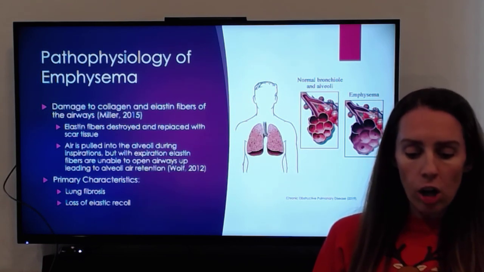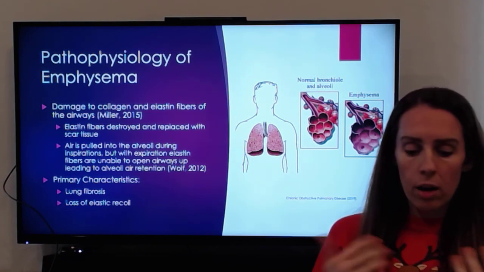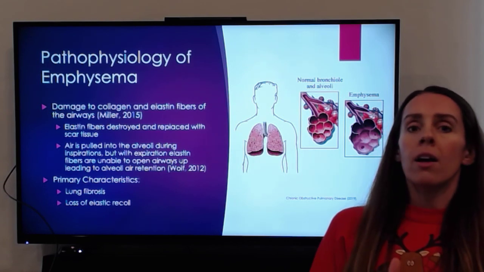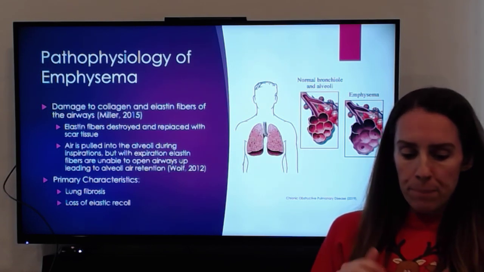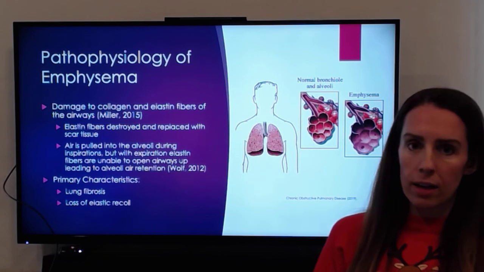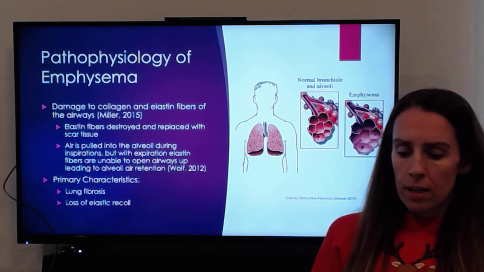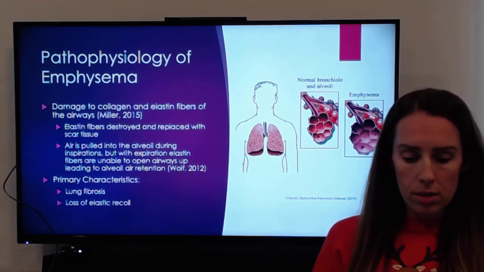The pathophysiology of emphysema is a little bit different. It's damage to the collagen and elastin fibers of the airways. So elastin fibers are destroyed and replaced with scar tissue. When the air is pulled into the alveoli during inspiration, it gets pulled in, but then those elastin fibers that are damaged are unable to open up the airways. And so that again leads to the retention of air in the alveoli. Basically, the damage caused by emphysema interferes with the structural integrity of the lungs, and its primary characteristics are lung fibrosis and loss of elastic recoil.